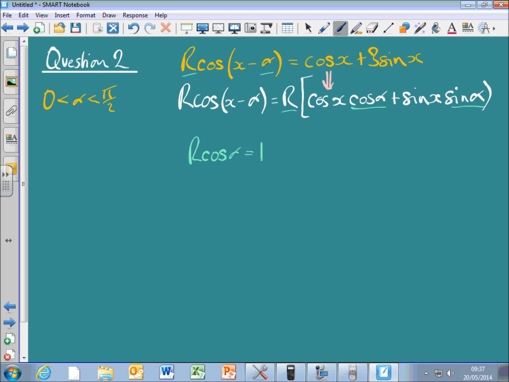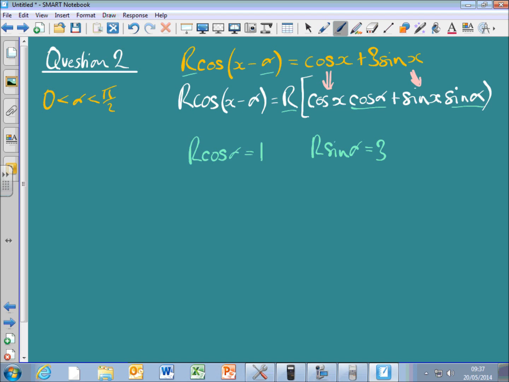And then look over here, look at the sin x's. I've got 3 sin x on the top, and on the bottom I'm going to have r sin alpha, lots of sin x. So I have r sin alpha has got to be equal to 3. And now I'm going to just find out the values of r and alpha, so I can sub them back into this at the top and find out what the expression is.